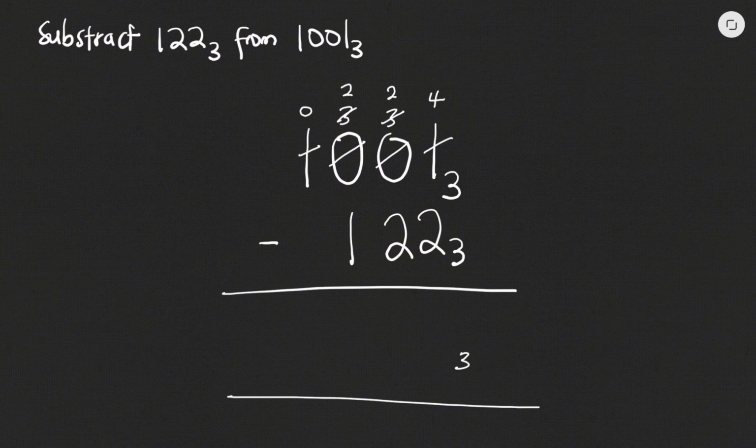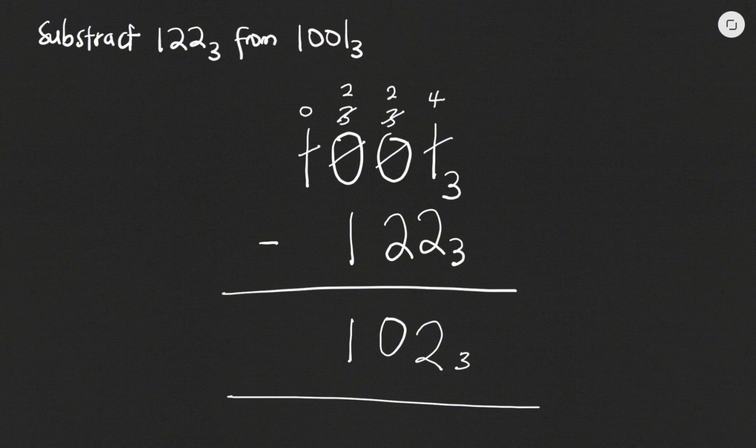So if you look at this, I have 4 minus 2, that will give me 2. I have here 2 minus 2, that will give me 0. I have here 2 minus 1, that will give me 1. I have here 0, so this is all I have. So my answer is 102 base 3.